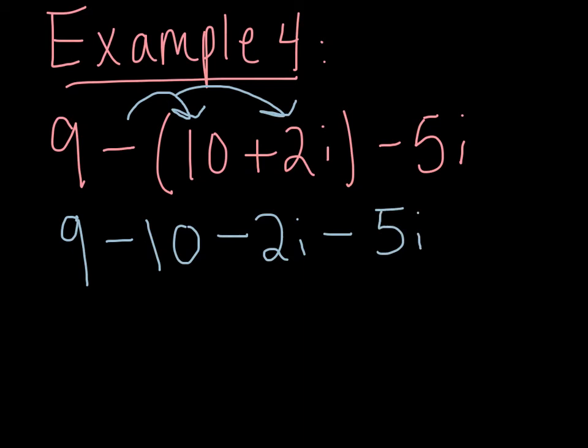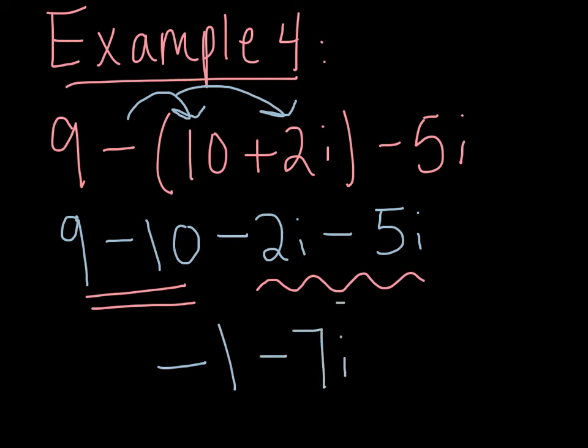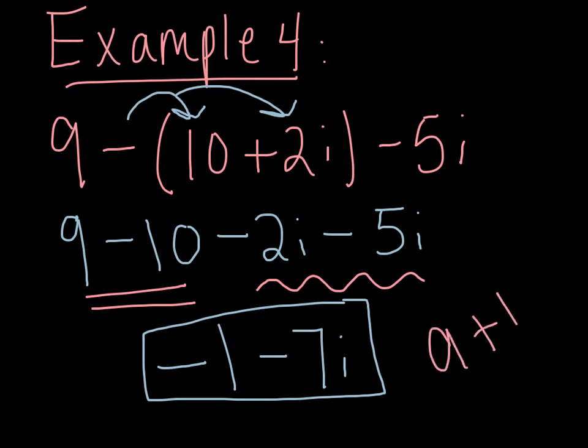Okay, if you look closely, we'll see that our real parts are next to each other and our imaginary parts are next to each other, so it makes it a little easier. So when we combine the 9 and the -10, we get -1. When we combine -2i and -5i, we get -7i. There's our final answer. And please pay attention that my answer is still in standard form. Standard form we talked about was a plus bi. The imaginary part always goes at the end of the answer.